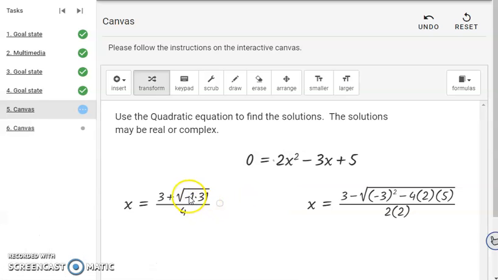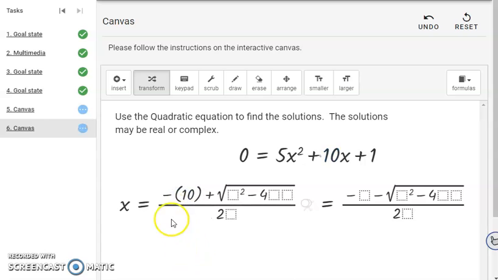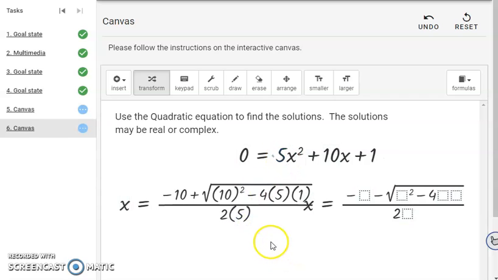So we can pull a negative 1 up front to get 2 square roots. The square root of negative 1 is i. The square root of 31 we can't simplify any further, so the final answer is 3 plus i root 31 over 4. Again, you're going to do the same thing for the second side. And then the last canvas problem, bring down the 10, it should be negative 10. This one works out okay. It's going to be 10 squared minus 4 times the A value times the C value, all over 2 times the A value. So this one worked out okay in terms of the placement of the numbers.